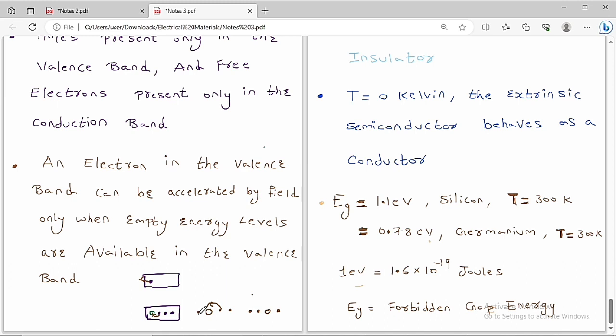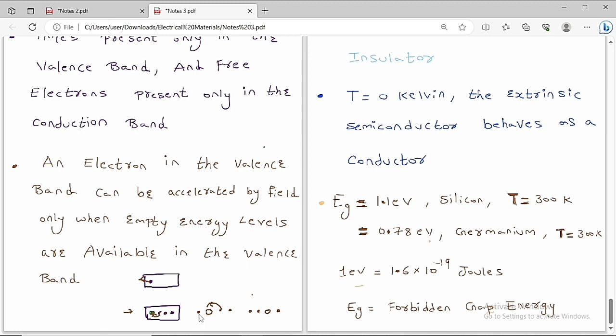Suppose there is no hole in the valence band. Even though you try to give the electric field, the valence band electrons will never accelerate. So whenever there is a hole in the valence band, then only the valence band electrons will accelerate. Otherwise, they will never accelerate. This is what I'm telling you, a very, very important concept. Always remember it. Therefore, whenever there are empty energy levels, which are nothing but holes, then only the valence band electrons will accelerate if you give the electric field.